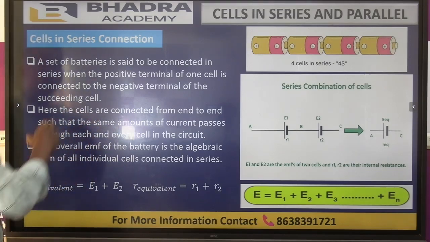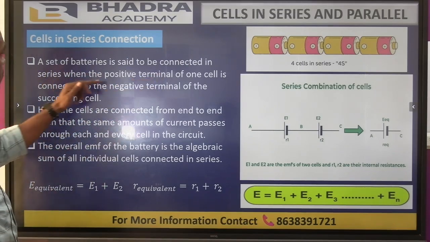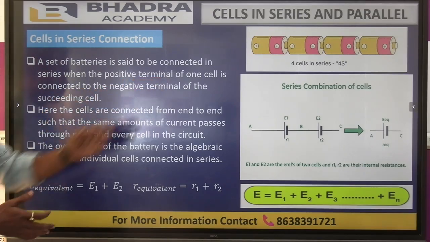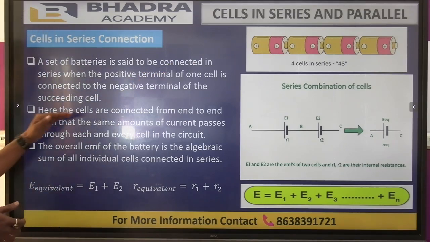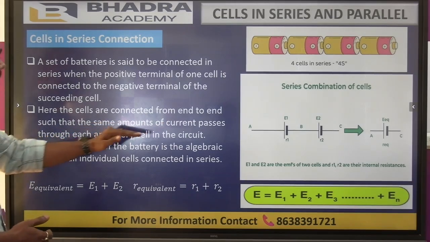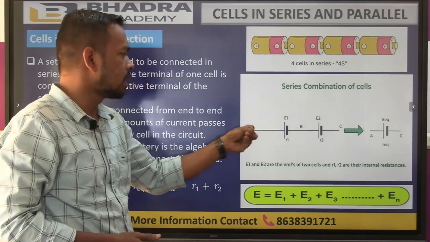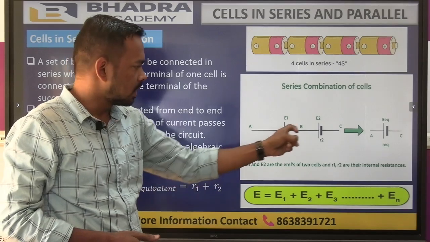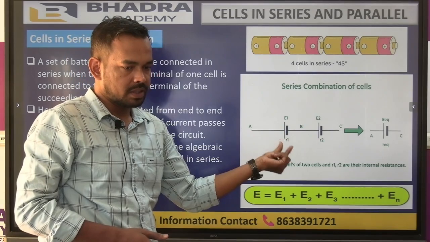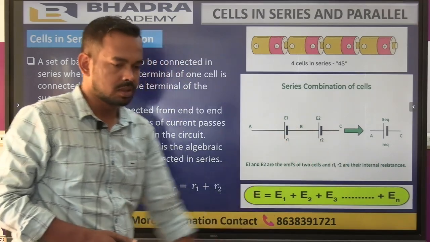Here we can see that a set of batteries is said to be connected in series when the positive terminal of one cell is connected to the negative terminal of the succeeding cell. So that is what we have seen here. The cells are connected end to end such that the same amount of current passes through each and every cell of the circuit. So the very important point is that the same amount of current will pass through each cell. The current will not be divided, but the EMF will be divided. Every cell will have its own EMF, and combined we will have an equivalent EMF of the circuit.